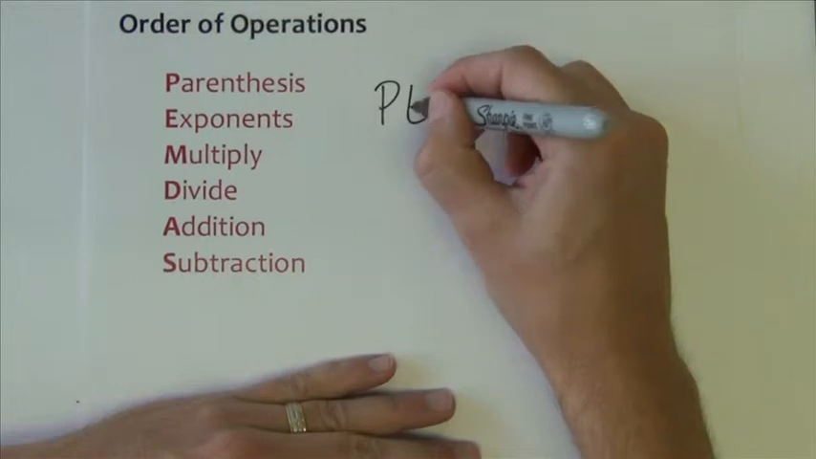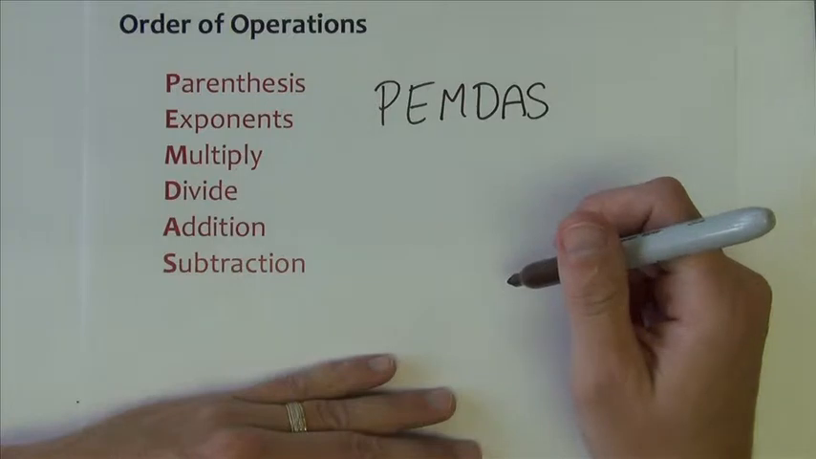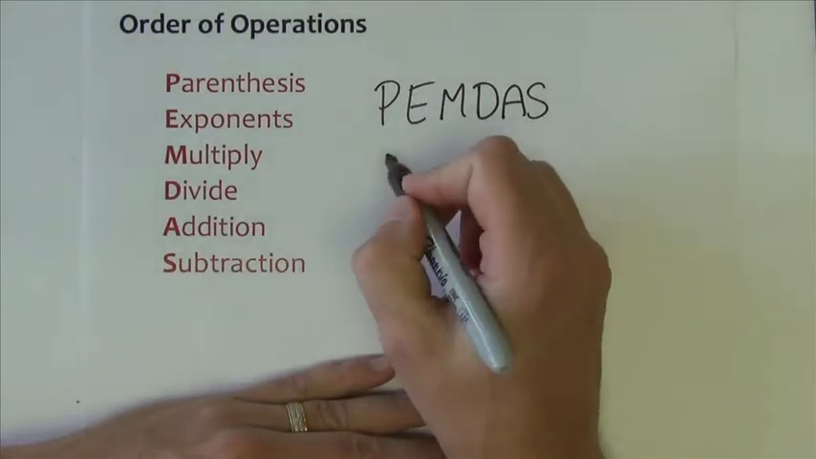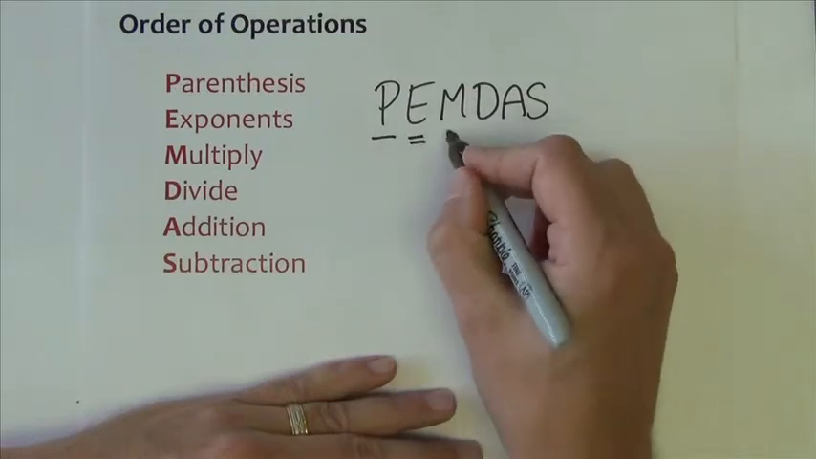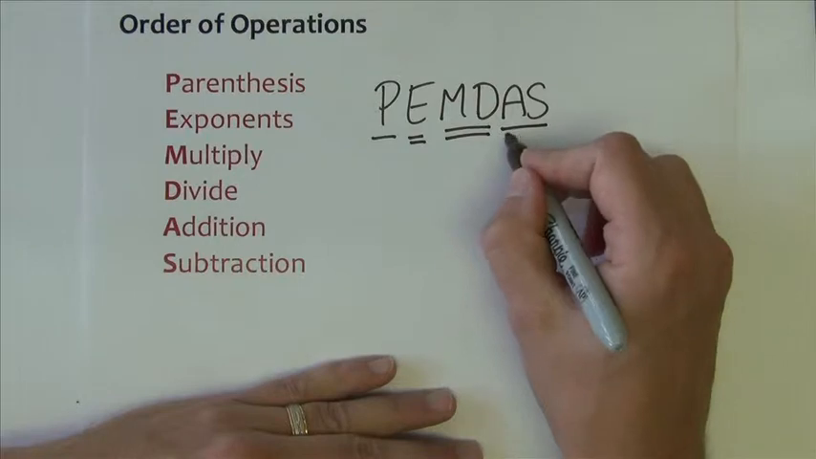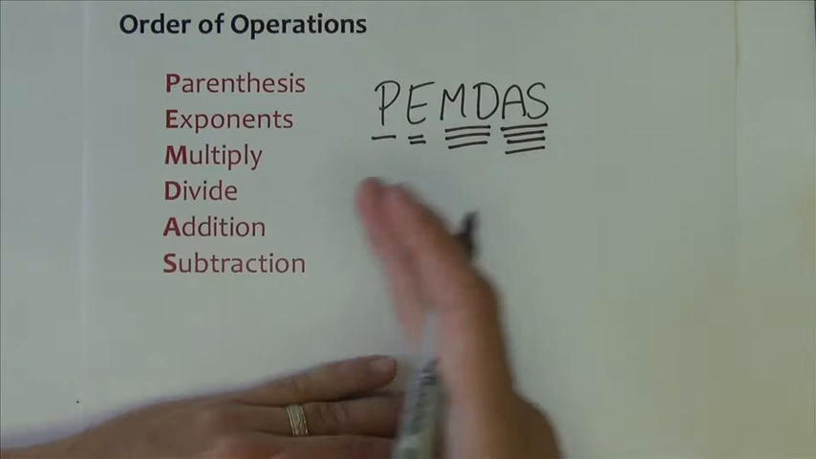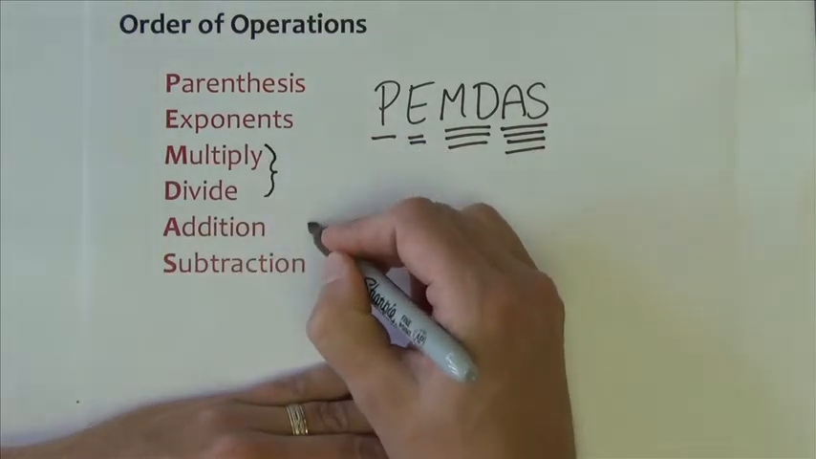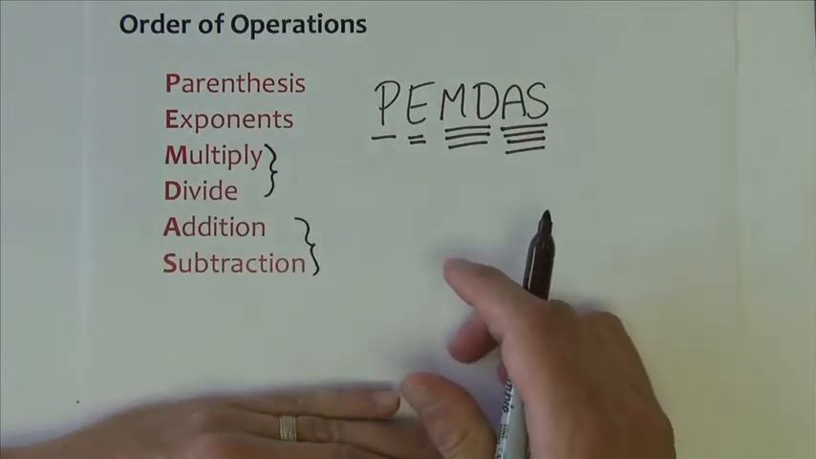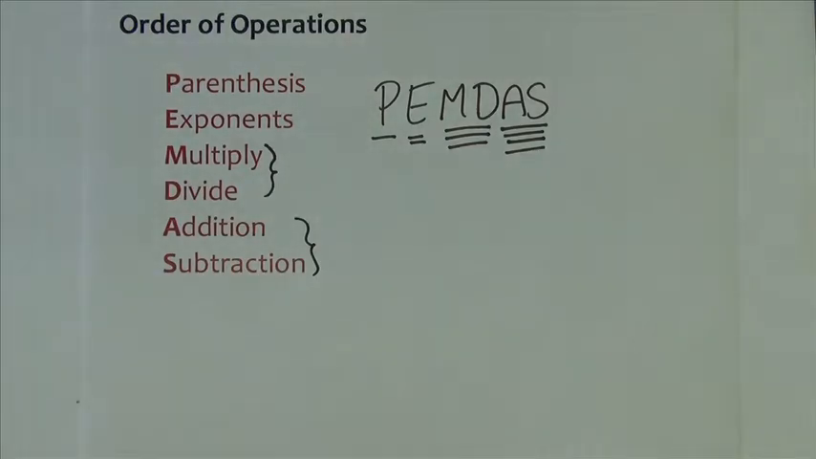You might have seen the word PEMDAS before. PEMDAS stands for parentheses, exponents, multiply and divide, add, subtract. Always working across the problem from left to right. Let these two kind of go together, and those two kind of go together as well. But those are the order of operations that we'll always adhere to, so therefore we always end at the same result.